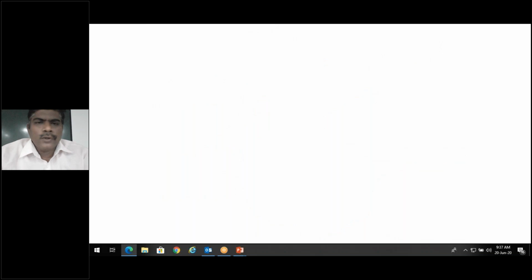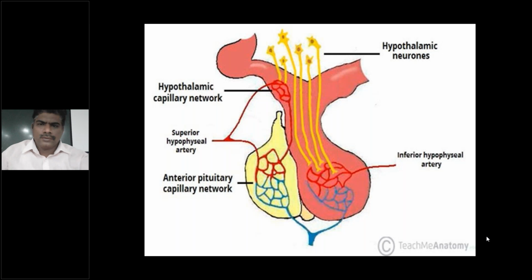So today I'm going to talk about the anterior pituitary gland. As all of you know, the pituitary gland is known as the master gland of endocrinology. It plays a vital role in our body. This pituitary gland has two lobes, anterior and posterior: the anterior pituitary and the posterior pituitary.